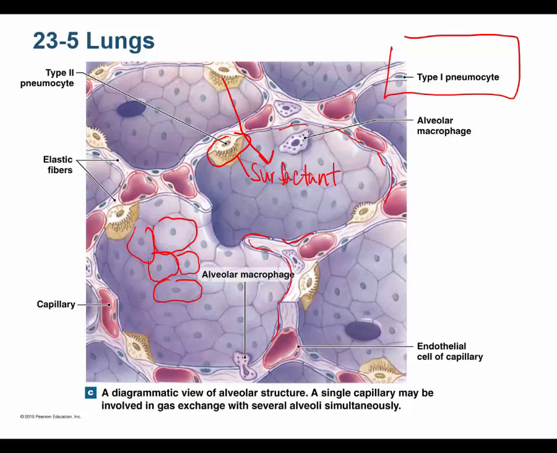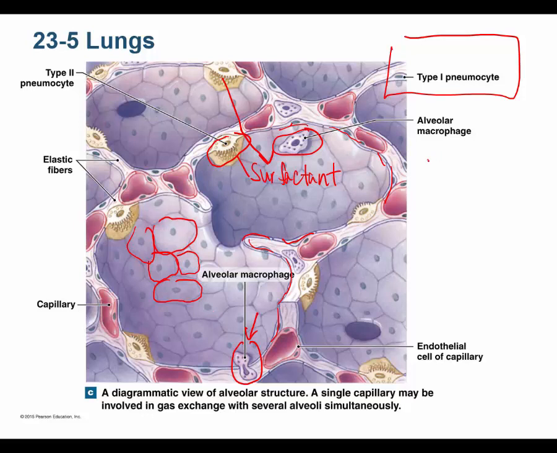And lastly, I have these mobile cells called alveolar macrophages. This one's in the process of moving. And these just crawl around the lungs, phagocytosizing debris and keeping your lungs clean, and they fight infection.